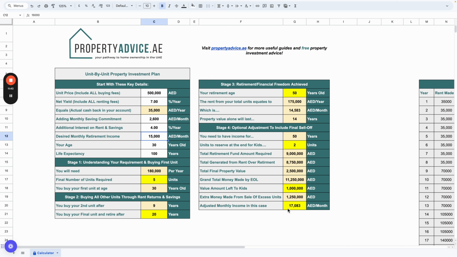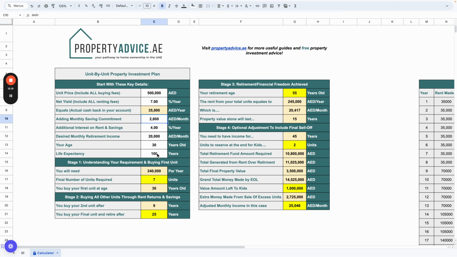So this is a nice cushion for any problems or any property issues that you might come across through that time, or even you may have that opportunity to sell some of those units and replace them with fresher units as you go. Either way, this should basically conclude everything you need to know about this calculator. Obviously, if you have a higher requirement, you may end up increasing the amount of time it takes for you to reach that goal. But then again, you can also have a play with this monthly savings commitment.